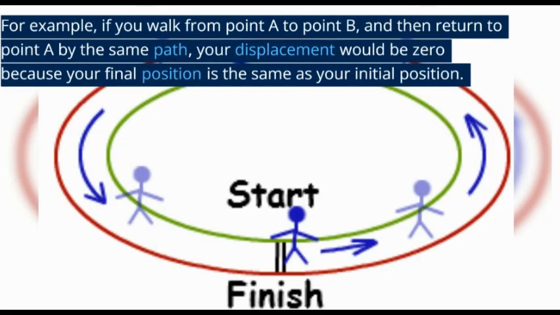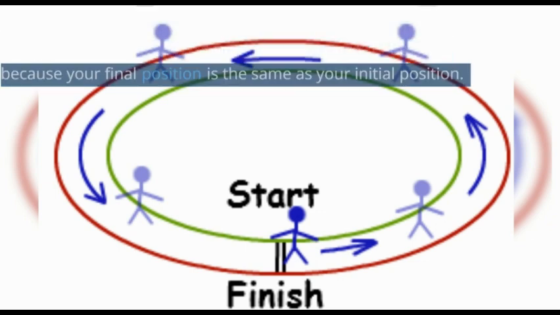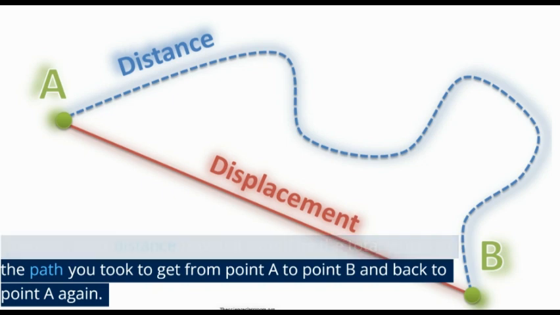For example, if you walk from point A to point B, and then return to point A by the same path, your displacement would be 0 because your final position is the same as your initial position. However, your distance traveled would be the total length of the path you took to get from point A to point B and back to point A again.